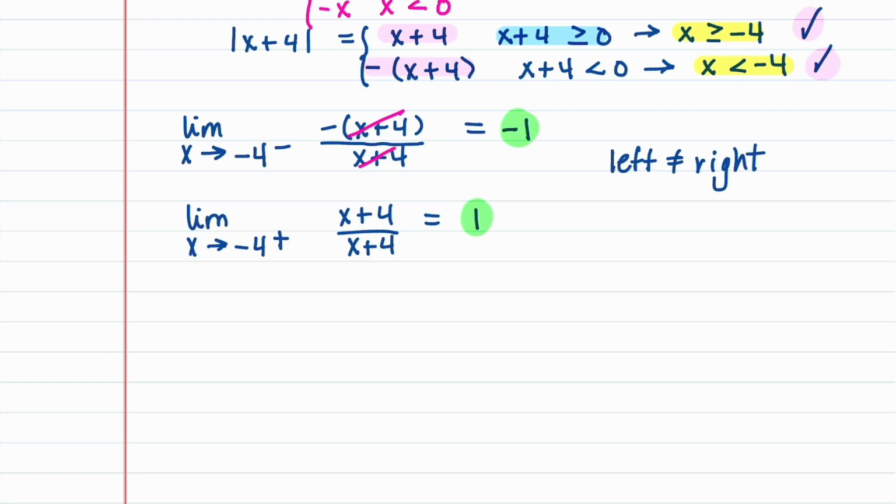We know from the definition of a limit that it's only going to exist if the limit from the left equals the limit from the right. So we can conclude that the limit as x goes to minus 4 of absolute value x plus 4 all divided by x plus 4 does not exist. So we're going to write this as DNE for our answer.